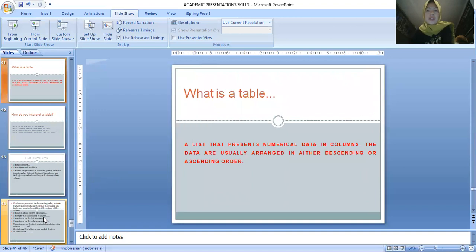Okay, and then let's move to the table. A table is a list that presents numerical data in columns. The data are usually arranged in either descending or ascending order. Yeah, so there is descending and also ascending, from small to high, from high to small.